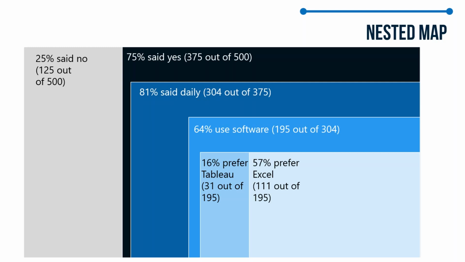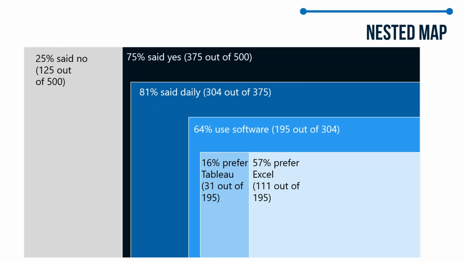So in this case, we're able to put all of the data together into one visual. So we have 100% of our survey respondents taken up by the whole area here. And then the black box is the 75% who said yes and got the branch. Out of that group, 81% said daily. And out of that group who said daily, 64% said they use software, etc. So that you can see how this is nesting one inside the other. There's no better way to show when we're talking about of those who did this, X said this. This is the best way to do it.